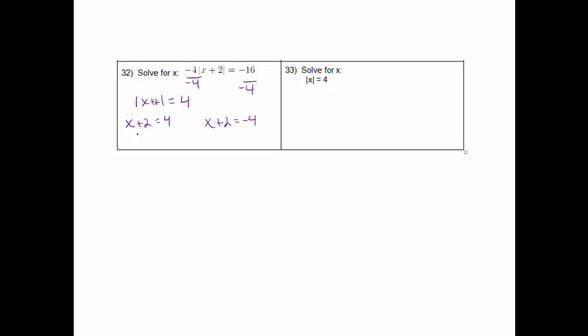And from here now it's just solving for x. So I'm going to subtract 2 on this left one, I'll get x equals 2. I'm going to subtract 2 on this right one, and I'll get x equals -6. So those are my two answers.